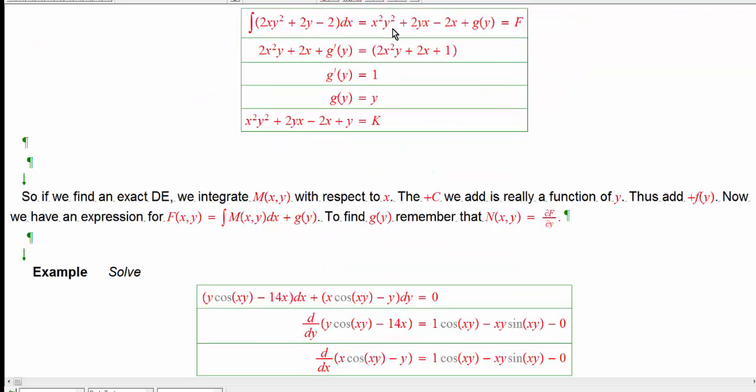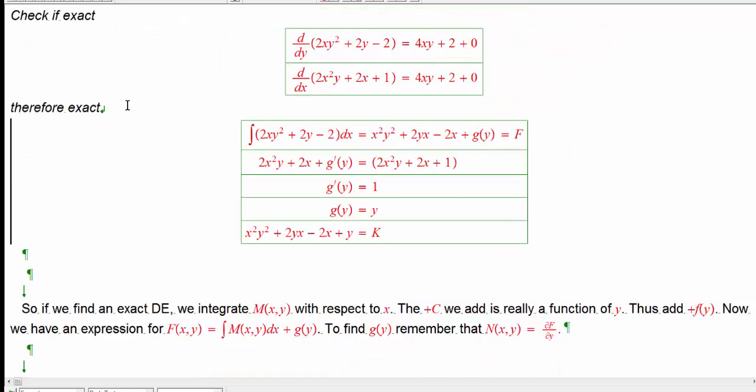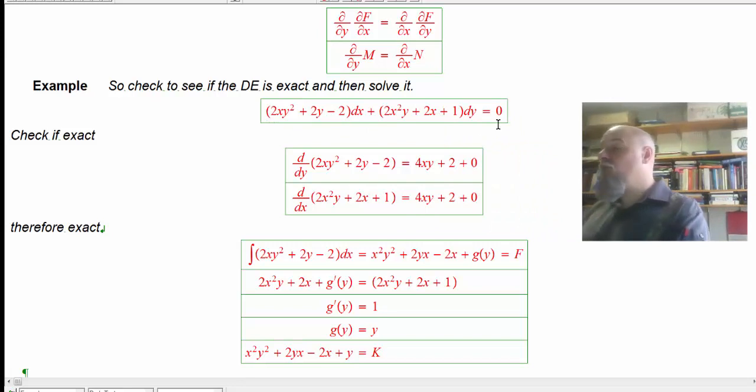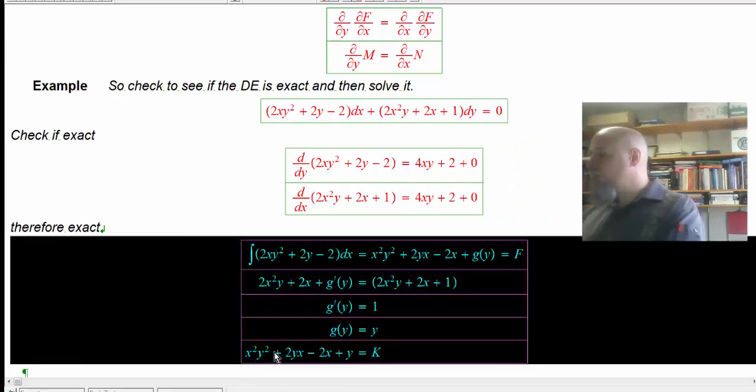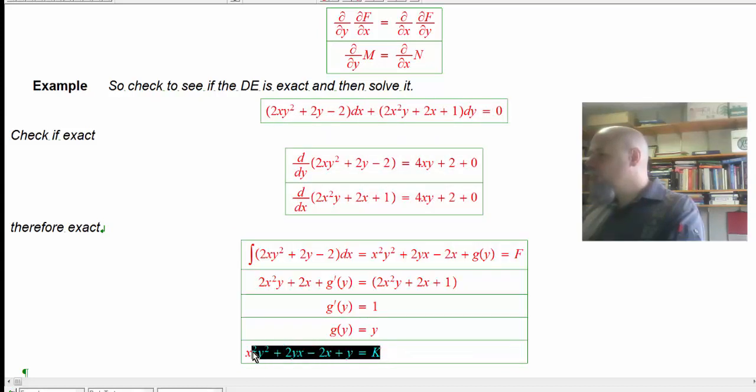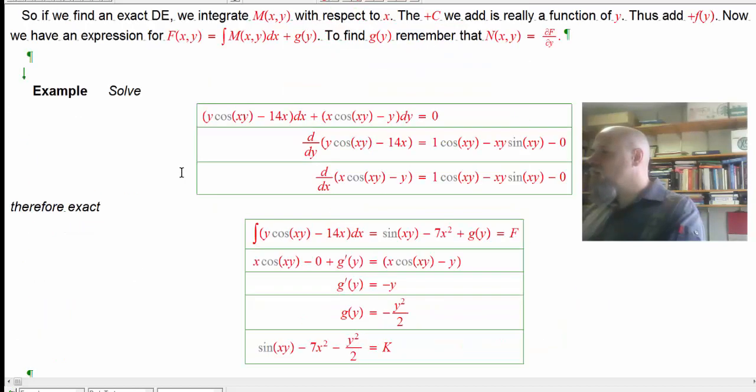So here's my original problem. I multiplied through, so it's solvable. We solved this. We've got the solution of it. There's the solution. There's the solution to this exact differential equation.